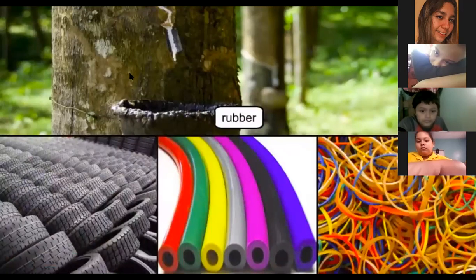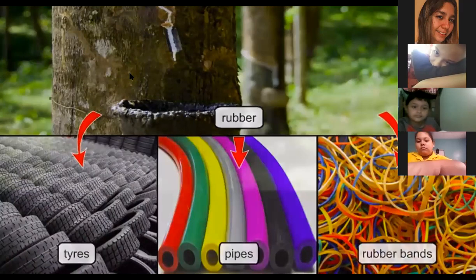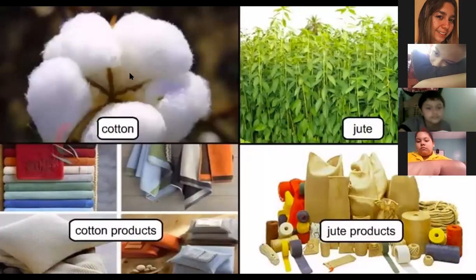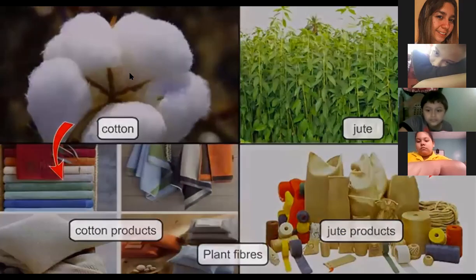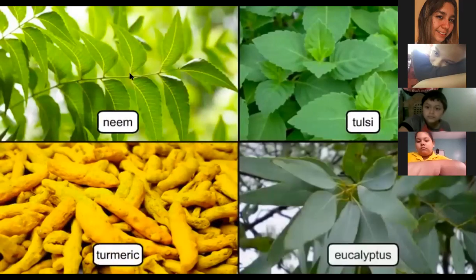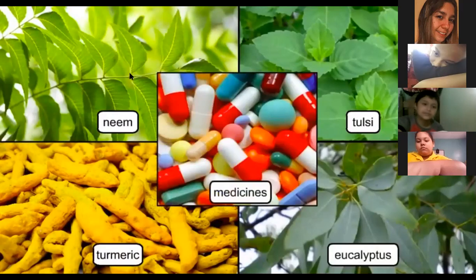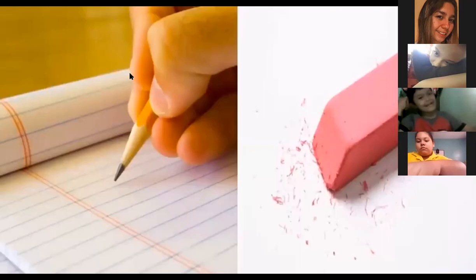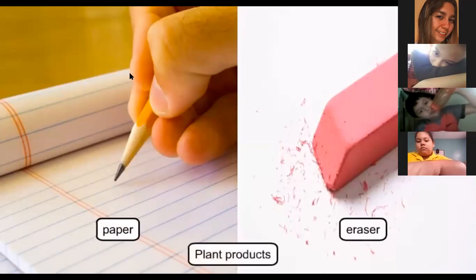Rubber is used for making tires, pipes, and many other things. Cotton and jute are two types of plant fibers. Neem, tulsi, turmeric, and eucalyptus are used for making medicines. Not just this, even the paper you write on and the eraser you use are the products of these plants.